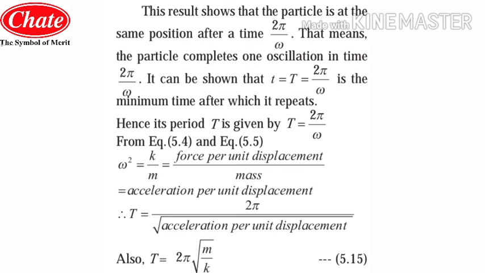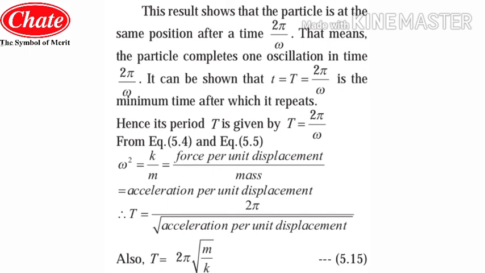We know that the definition of period is the time taken by the particle performing SHM to complete one oscillation. And as we know, in the time of 2 pi by omega, the particle comes back to its initial position after completing the oscillation. Thus we can say that capital T is equal to 2 pi by omega.